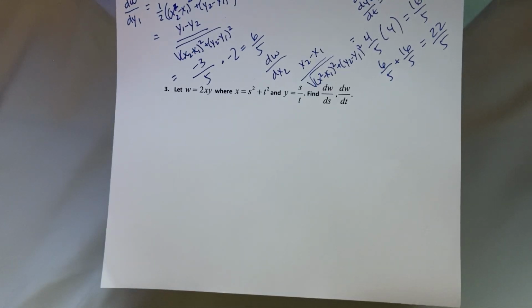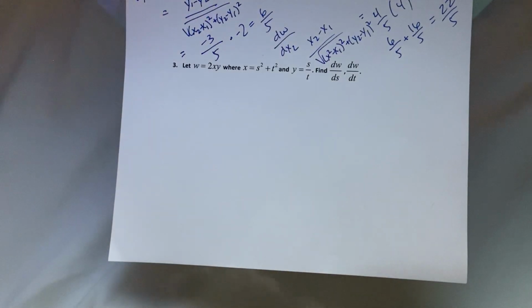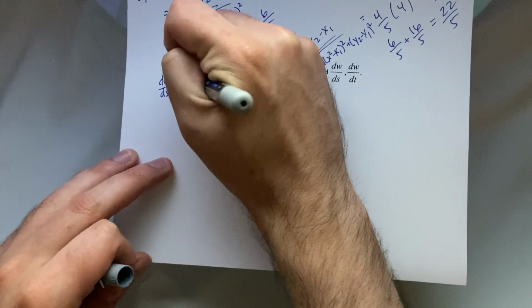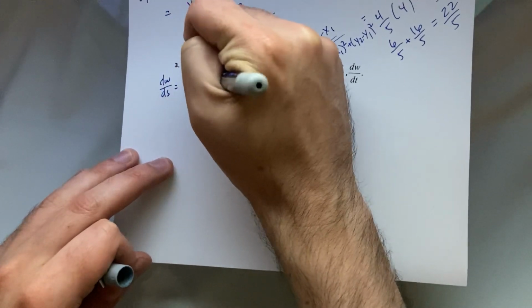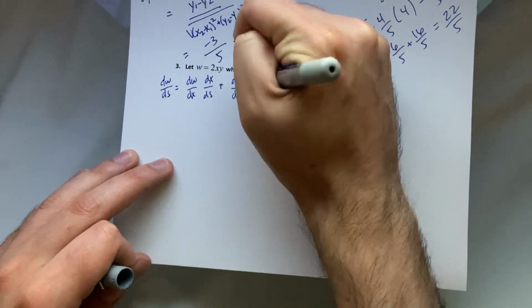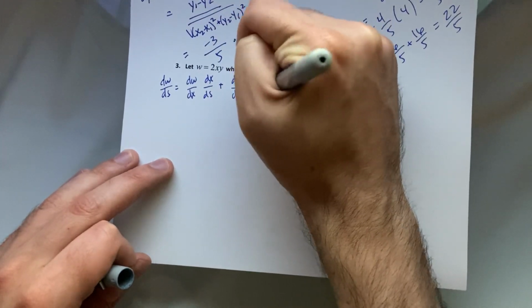Okay, calculus, let's pick up where we left off. Number 3. This is where it wants dw/ds, the derivative of w with respect to s, and the derivative of w with respect to t. So as a reminder, dw/ds would be dw/dx dx/ds plus dw/dy dy/ds. So we'll do that first.